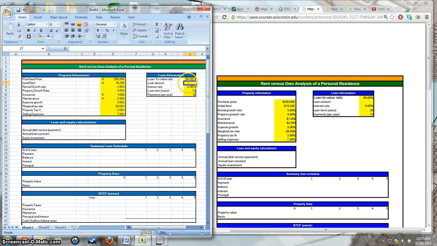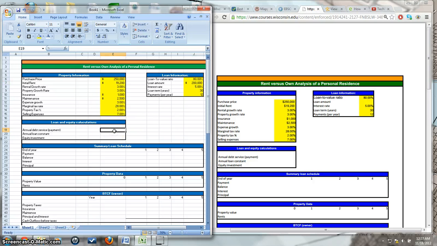Need to find the loan amount. So that's going to be your loan to value ratio times the purchase price, 200,000. Again, go ahead, keep that as a whole number. No decimals, no cents basically.